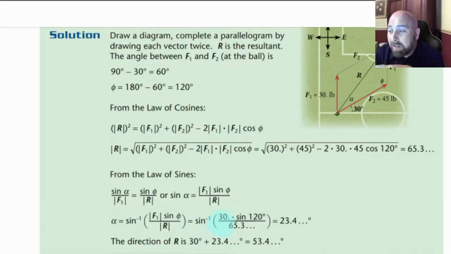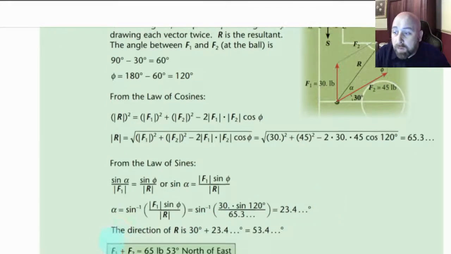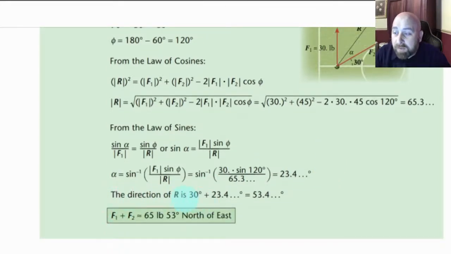Here it is. Here's where they finally give it to you. What is the F1? The F1 is this one right here. That's our 30 pounds. Okay, what's our sine of 120? That was our angle that we figured out. Okay, that's our phi. And then our 65.3, what's that? Well, that was our answer. That was our resultant, right? That was our answer from the law of cosines. Okay, plug all that in, and that's going to give us a 23.4 degree angle.